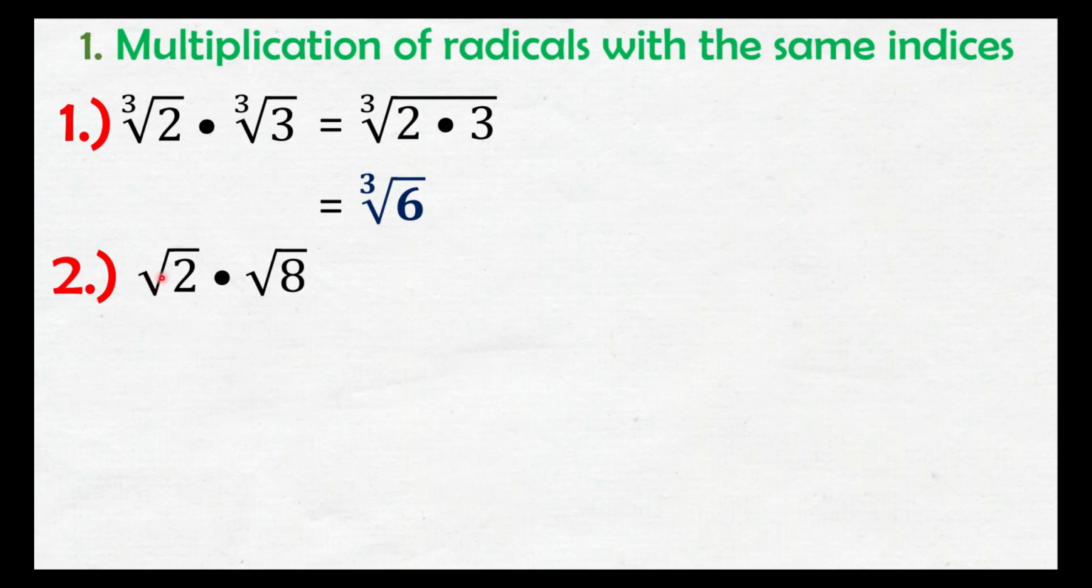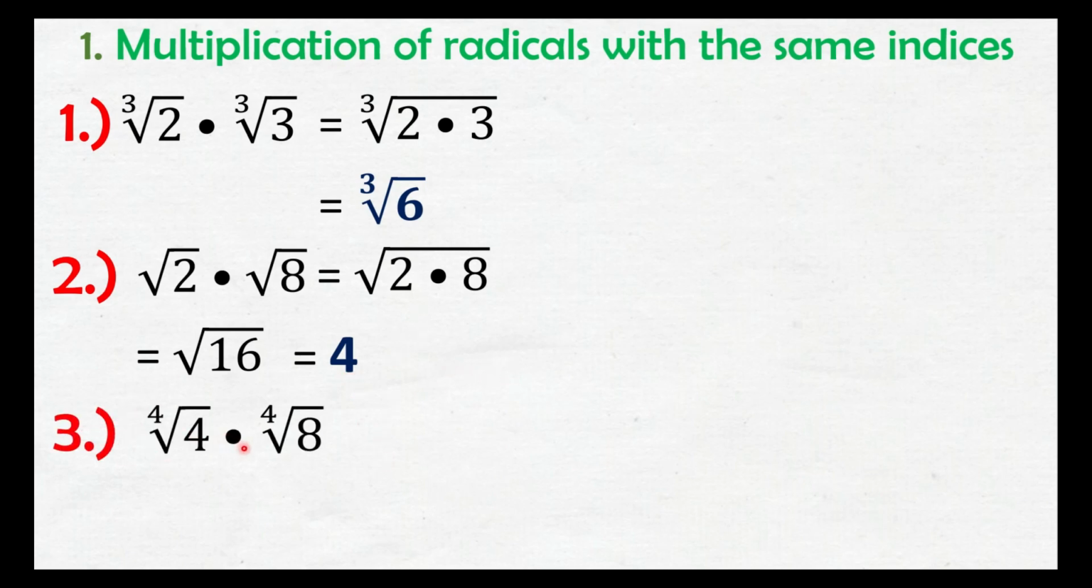Number 2, square root of 2 times square root of 8. Again, apply lang natin yung second law of radicals. Pagsasamahin natin itong 2 at 8 sa isang radical sign. Makukuha natin ay square root of 2 times 8. And 2 times 8, that is 16. Kung masisimplify pa natin siya, isisimplify natin. Si 16 kasi ay perfect square, di ba? 4 times 4, that is 16. So, ilalabas natin si 16 sa radical sign as 4. Yan yung final answer natin.